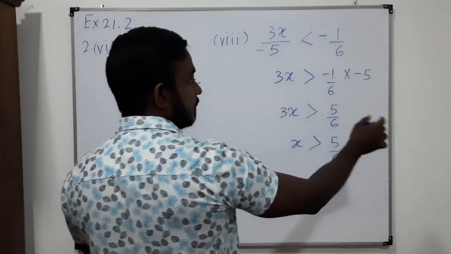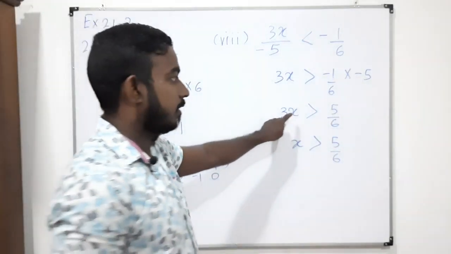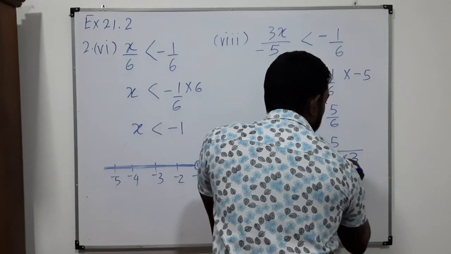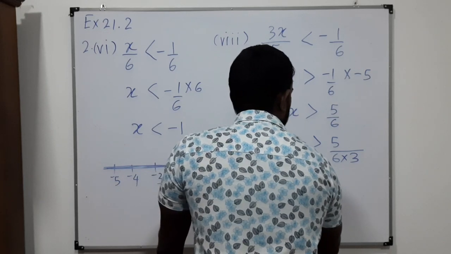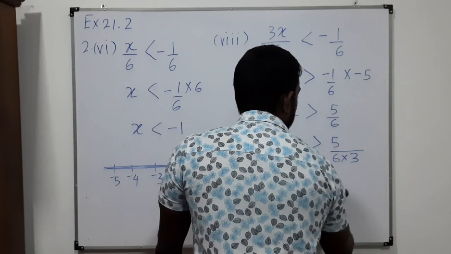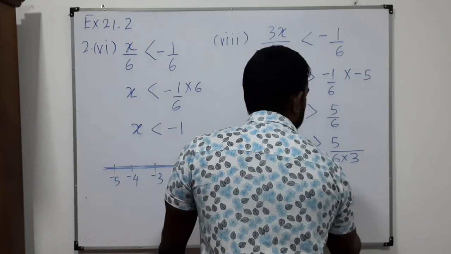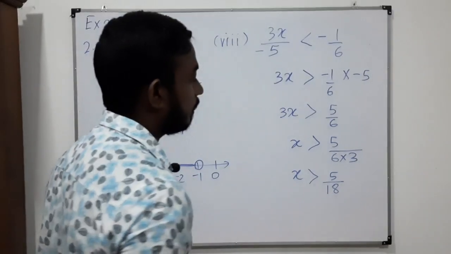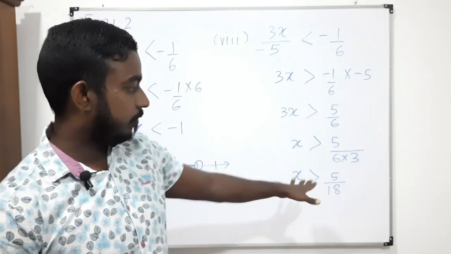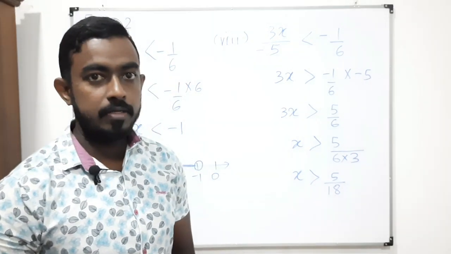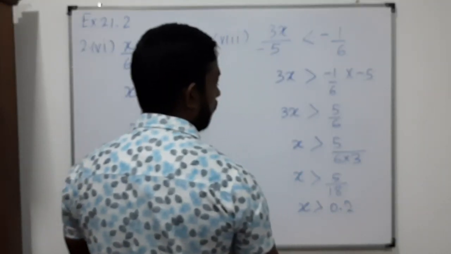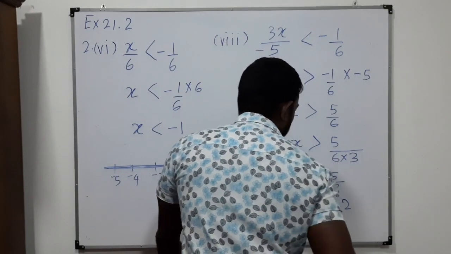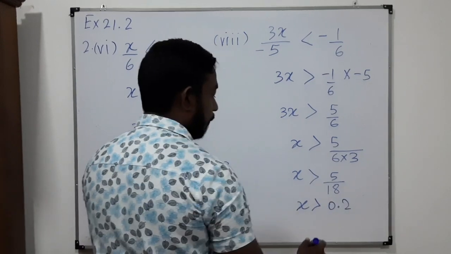So when 3 goes to the other side, because it is a multiplication, it will be a division. So I can write it in here with a multiplication mark. Now I can write x is greater than 5 over 6 times 3, 18. Now to show it on the number line, we have to divide 5 by 18. When you divide 5 by 18, it will be 0.2.